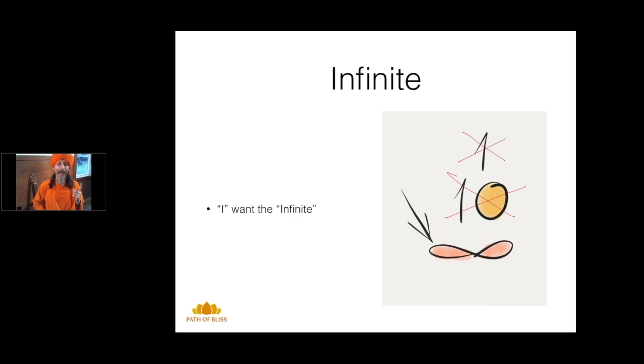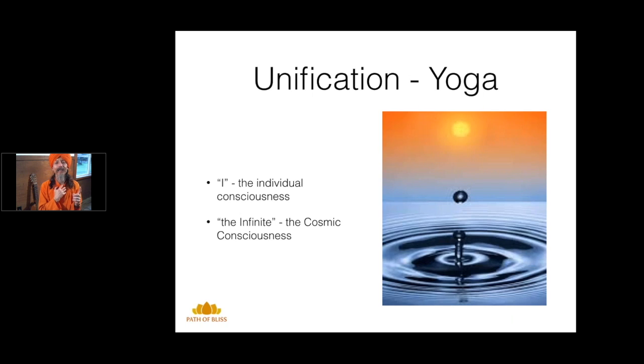So now we have the I, and that I is my individual consciousness. And we have the infinite, which I will call here the cosmic consciousness. So that's a very abstract idea at this point, but let's work with it. So I is like a drop of water, and that infinite, that cosmic consciousness is like an ocean. So the idea of yoga is the unification of that drop with the ocean, of the individual consciousness with the cosmic consciousness.